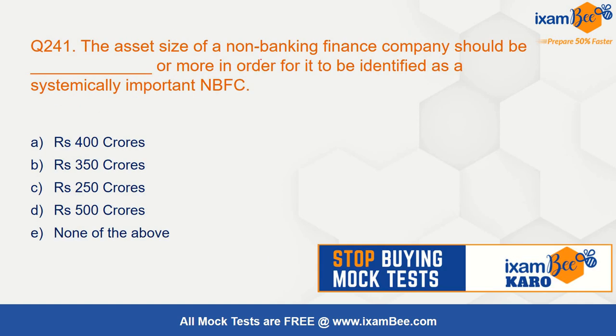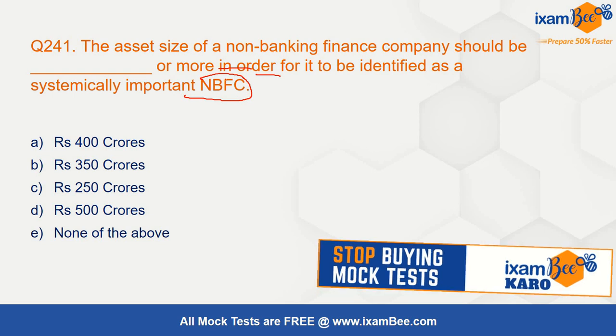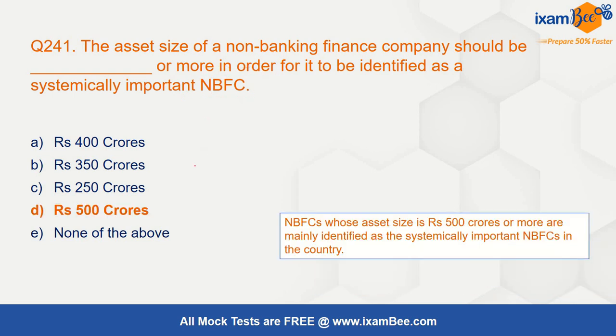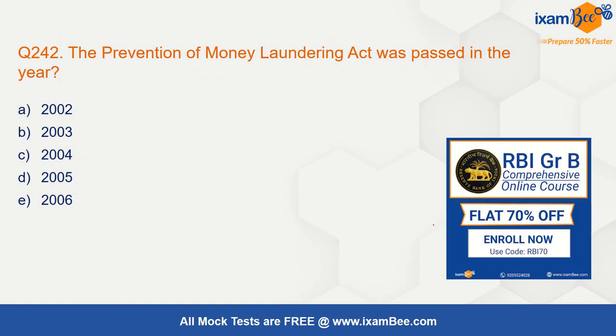The asset side of an NBFC should be what or more, at least what amount shall be there in order to be identified as a systematically important NBFC? And the correct answer here is, this is a factual database question, you have to know the correct answer, 500 crore. We are talking about systematically important bank, so systematically important NBFC is 500 crore rupees of the assets. Assets you can say are mainly loan or investment.